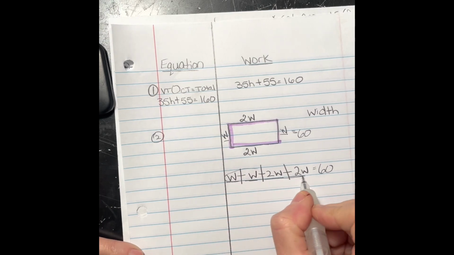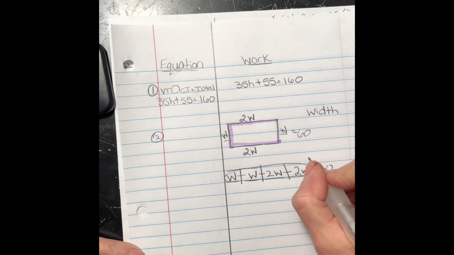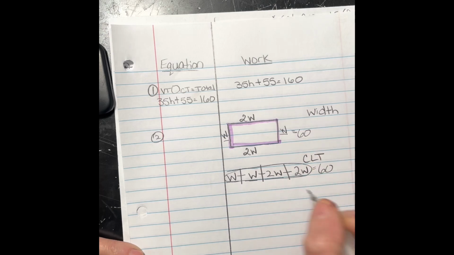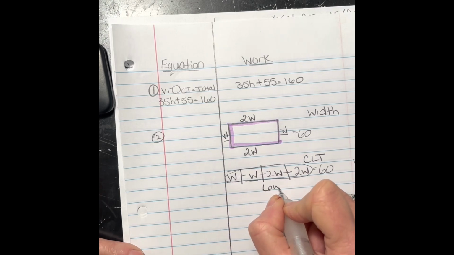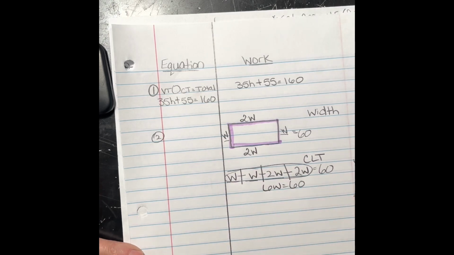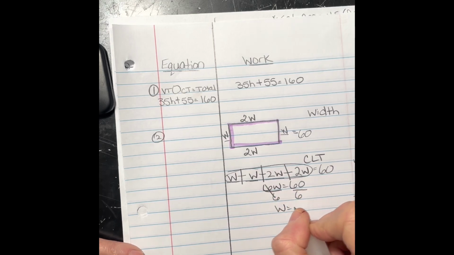So right here, we're going to combine like terms. We got a W, so that's a 1W, a 2W, and a 2W. 2, 4, 5, 6. So that's 6W. So what do I have? 6W equals 60. So now I divide both sides by 6, and W equals 10.